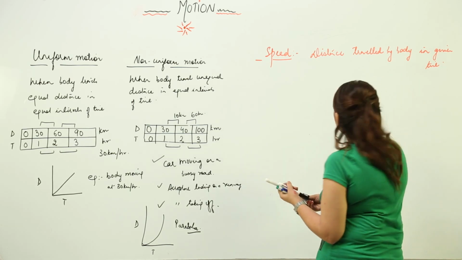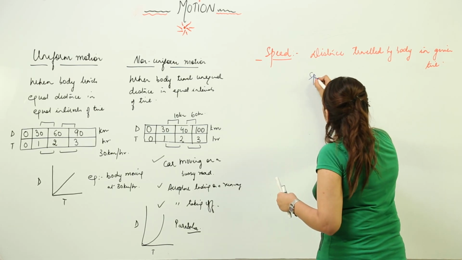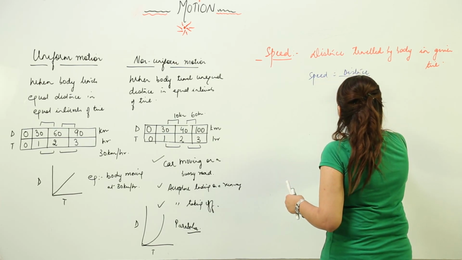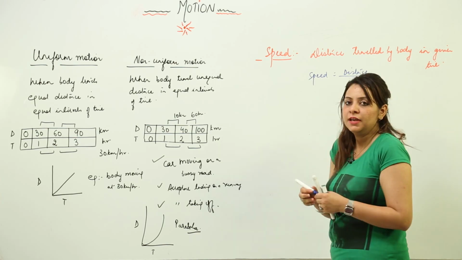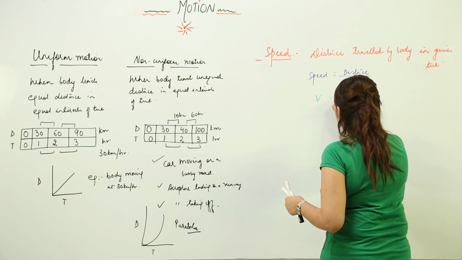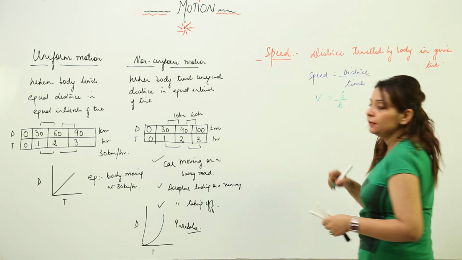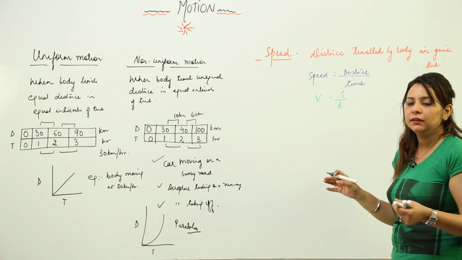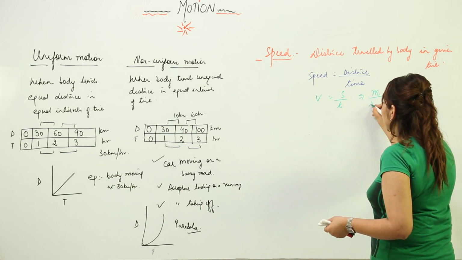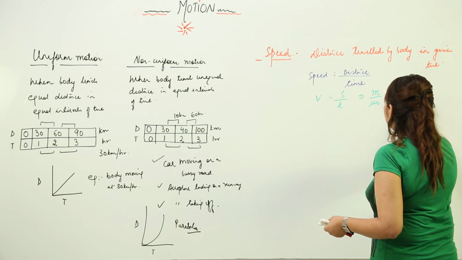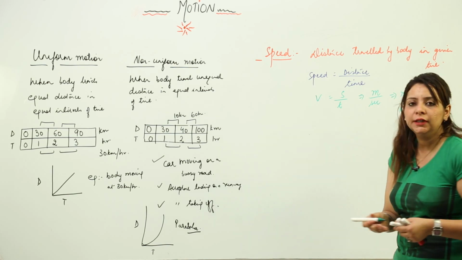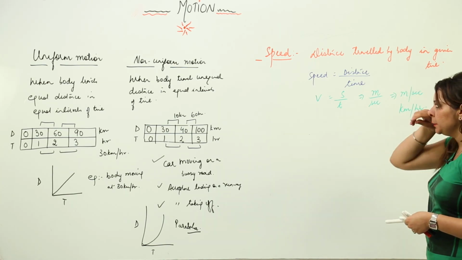Suppose I write a formula for it. So speed is distance upon time. If we use symbols for it, speed is v, distance is s, time is t. And if we look at the units, we know that distance is expressed in meters, the smaller unit, and time in seconds. So the unit comes out to be meter per second, or the bigger unit comes out to be kilometer per hour. So this is speed.